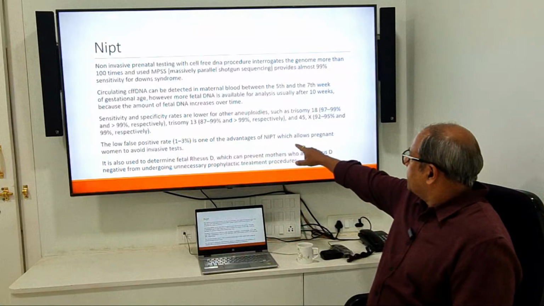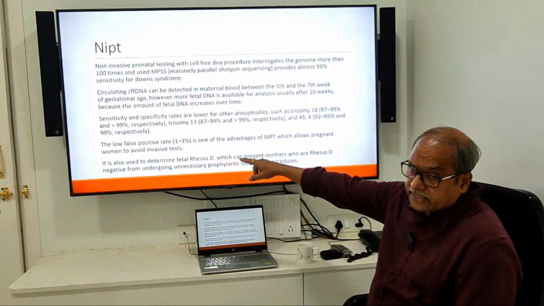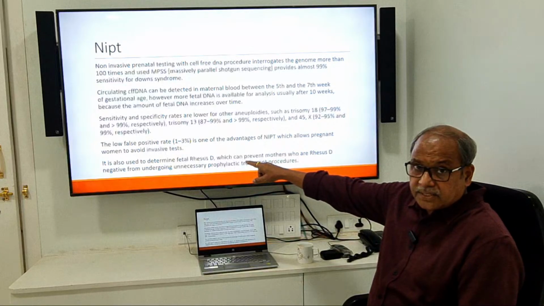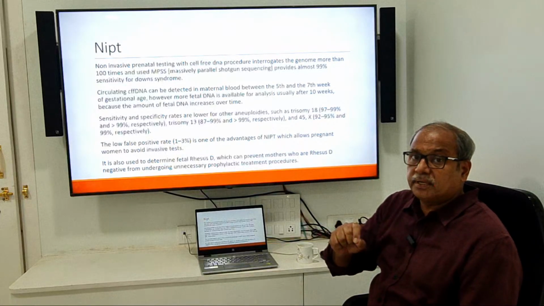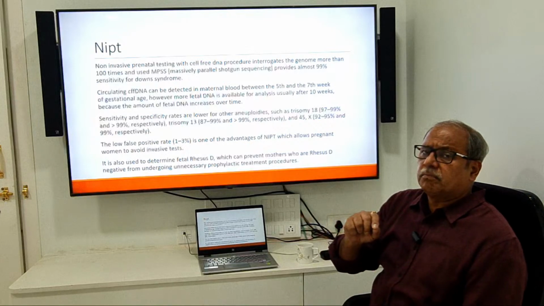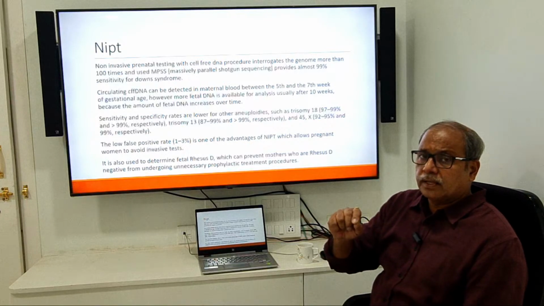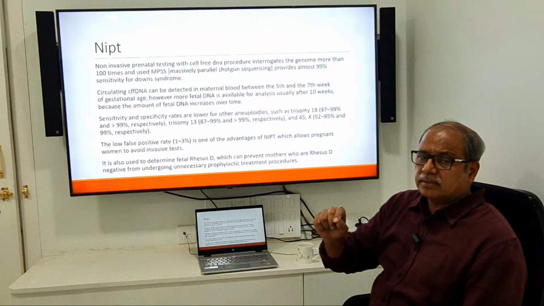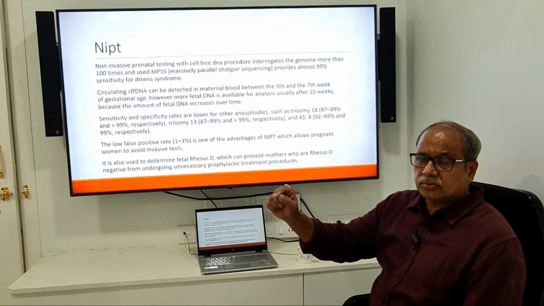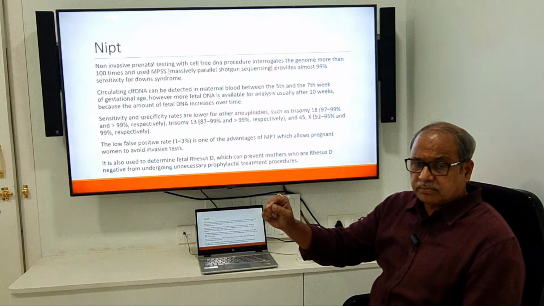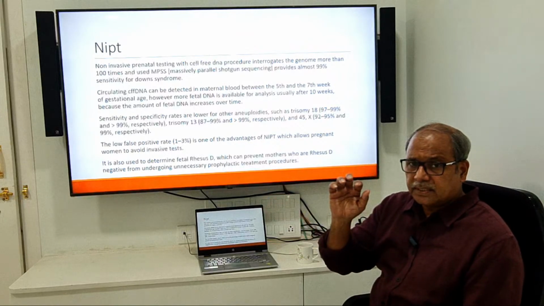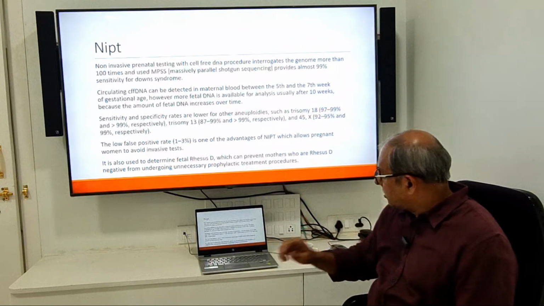One of the advantages of NIPT is that it allows pregnant women to avoid invasive tests. This is given, but don't take your decision on NIPT results alone. NIPT might have a good detection rate, good sensitivity, but it is not diagnostic. The younger the age, the more the chances the result will be wrong. So if a 26 year old lady gets an NIPT positive, the chance of the result being wrong is 53%. And if you take a decision on that, it will be a wrong step.